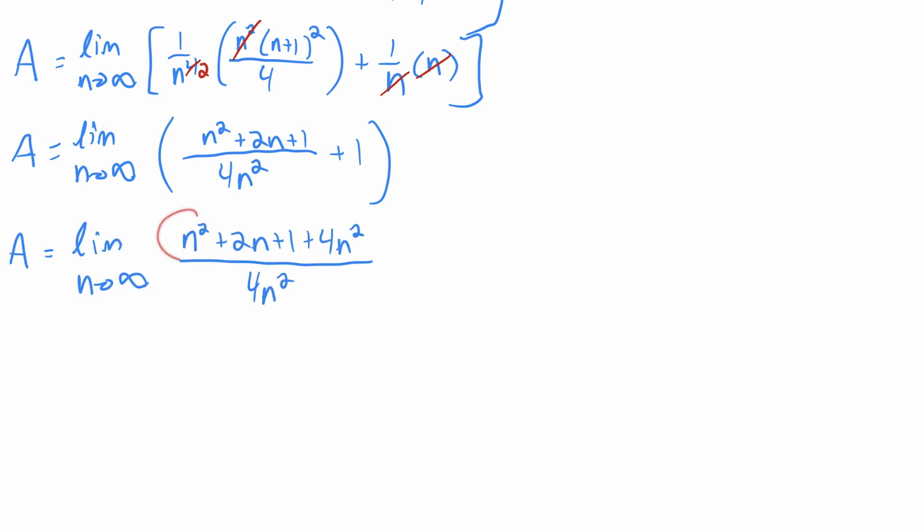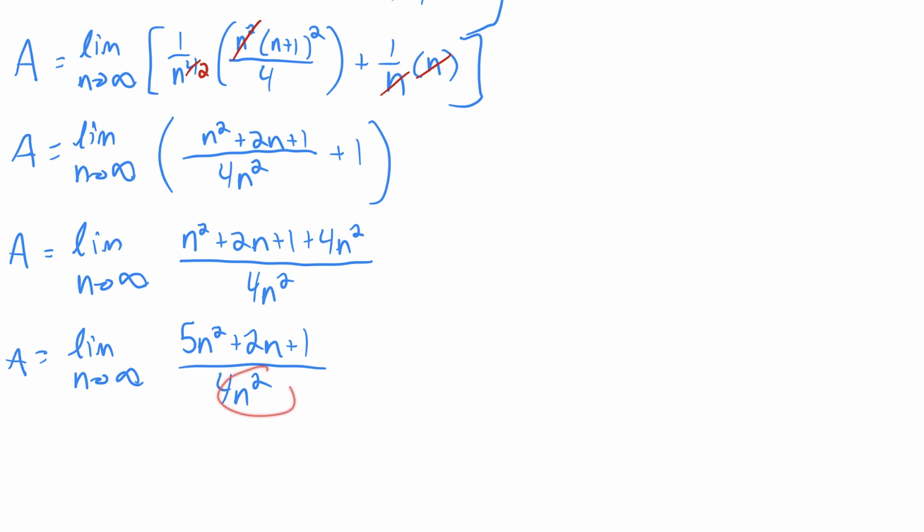And then I'll collect my like terms, my n squared plus my 4n squared. And now that it's fully simplified, now I'll attempt to evaluate my limit. And when evaluating a limit at infinity of a rational function, divide all the terms by the highest power of the variable that's in the denominator. So I'm going to divide everything by n squared.